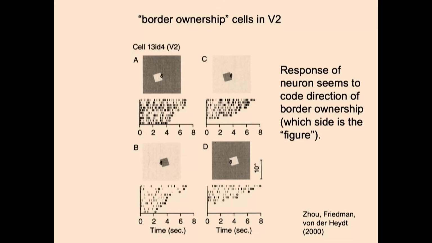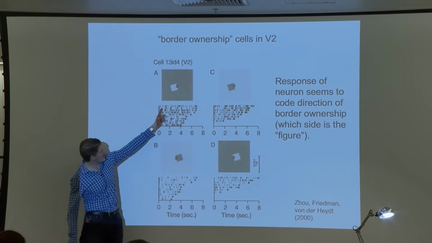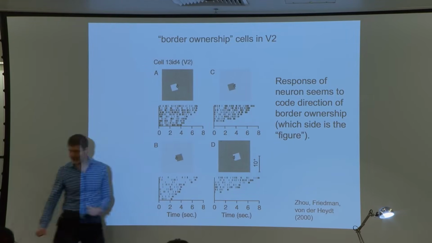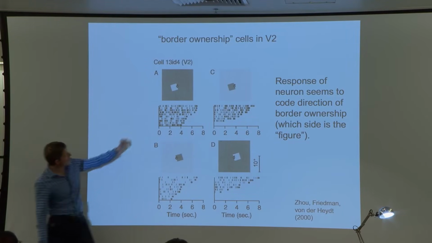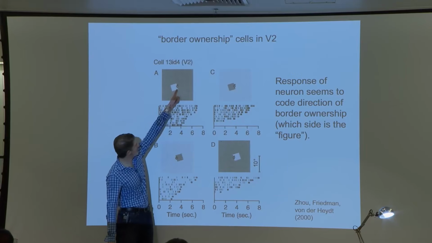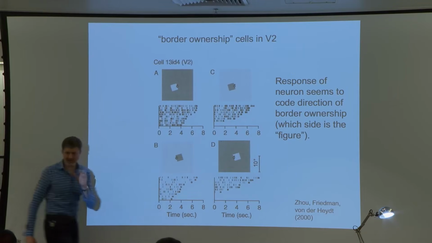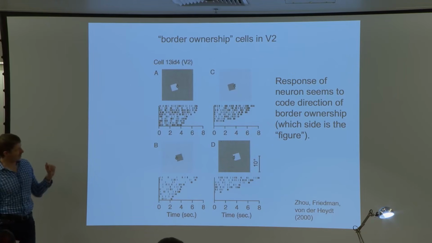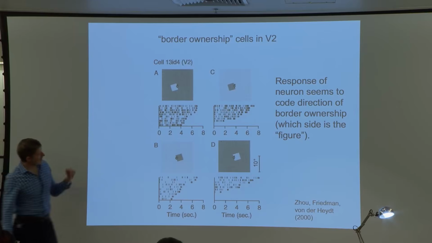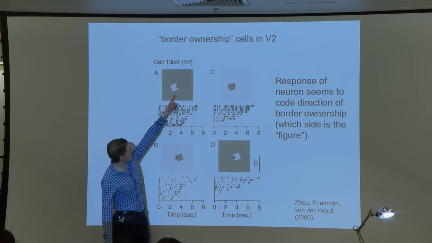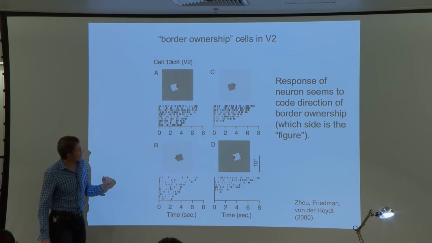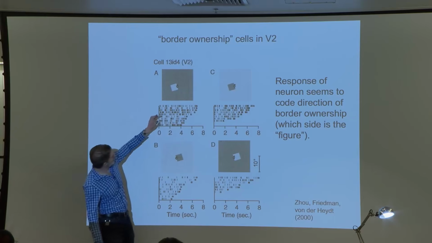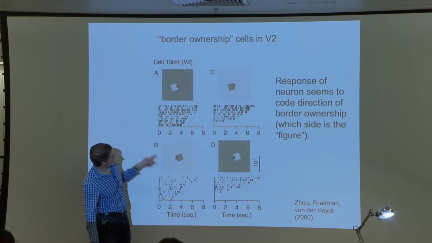These are raster plots. Each row is a trial, so a presentation of the stimulus. The x-axis is time. Each little line segment here is an action potential. This is the visual display, and you can see the receptive field of the cell as that little oval that is centered on part of the display. The receptive field is positioned on an edge there. And we've got 4 stimuli here.